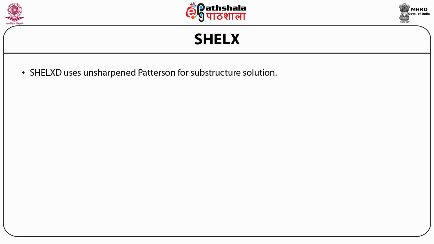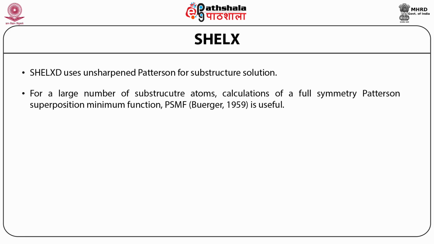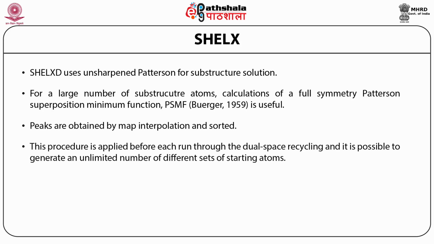Substructure means determining heavy atoms. For a large number of substructure atoms, calculation of a full symmetry Patterson superposition minimum function, PSMF, is useful. Peaks are obtained by map interpretation and sorted. This procedure is applied before each run through the dual space recycling, and it is possible to generate an unlimited number of different sets of starting atoms.